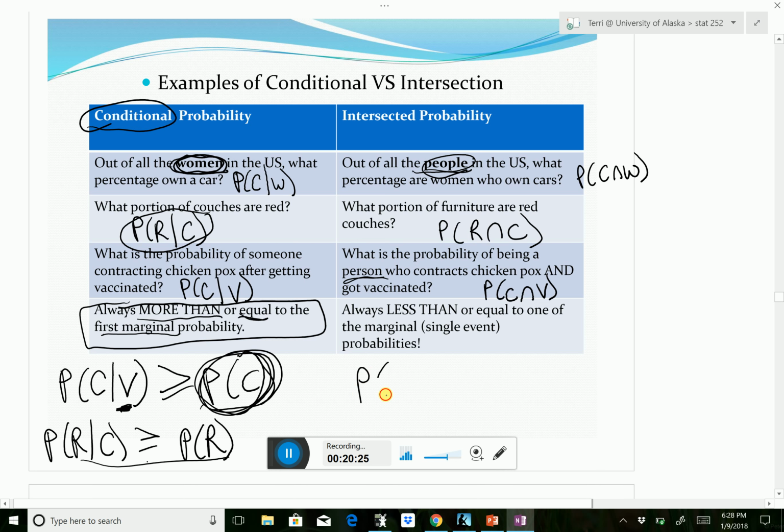So the probability that I get chickenpox and I got vaccinated always has to be less than or equal to the probability that someone gets chickenpox, which of course it is, because they're taking this out of the same pot of people, and much fewer can meet the criteria of two things than can meet the criteria of one thing. Here they just have had to have chickenpox. Here they had to have chickenpox and have gotten vaccinated.